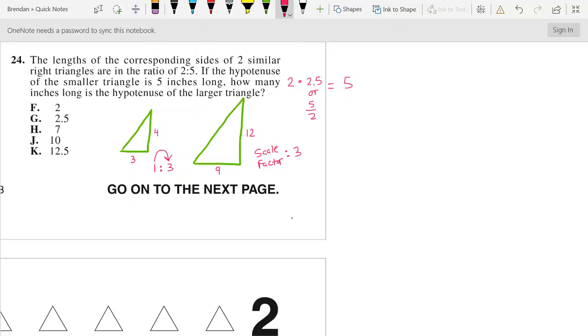So they tell us the hypotenuse of the smaller triangle is 5. How long is it on the larger triangle? Well, we would just multiply 5 by 2.5, and that would equal 12.5, making K the correct answer choice.